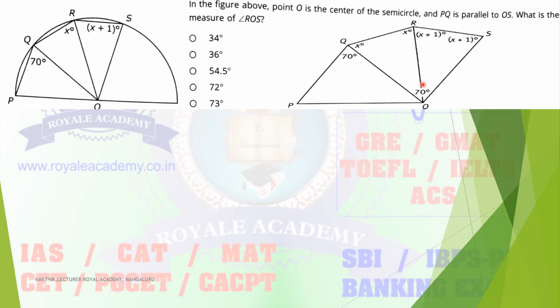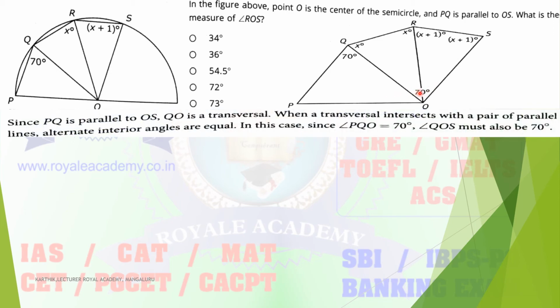Then this is x degree, so this also is x degree. We don't know now what the angle is. Here this is x plus 1 degree, so on the opposite side this is also x plus 1 degree. You have to determine the angle of ROS. Only this much area. Total angle we know, it is 70 degree. We have to determine how much the ROS angle is. We'll see it one by one.